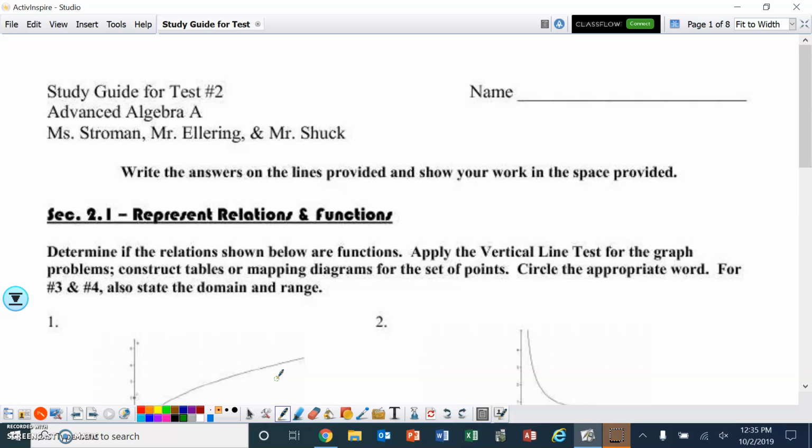Hello, ladies and gentlemen. Let's go over the study guide for chapter number 2, Advanced Algebra. Section 2.1, Represent Relations and Functions.